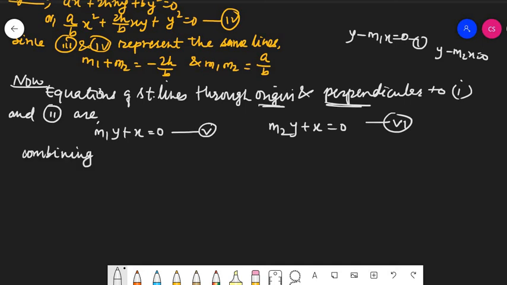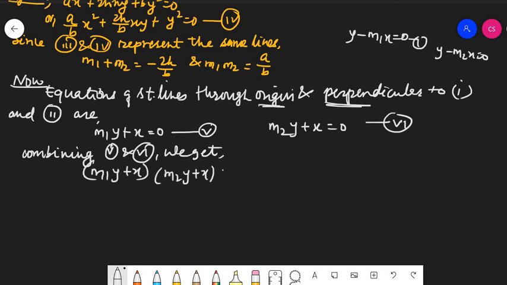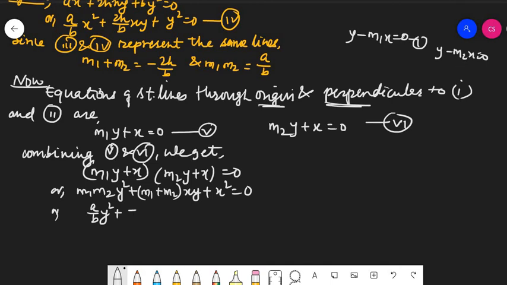Now combining equations 5 and 6, we get (m1y + x)(m2y + x) = 0. And when we multiply and arrange it, we get m1m2y² + (m1 + m2)xy + x² = 0. Now putting the values of m1m2 and m1 + m2 from above, instead of m1m2 we write (a/b)y², and instead of m1 + m2 we write (−2h/b)xy, plus x² = 0.